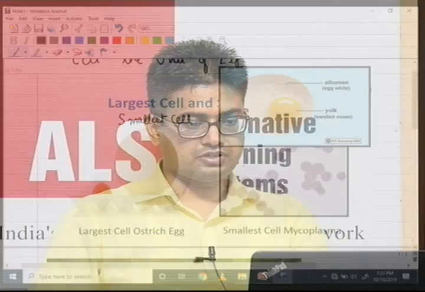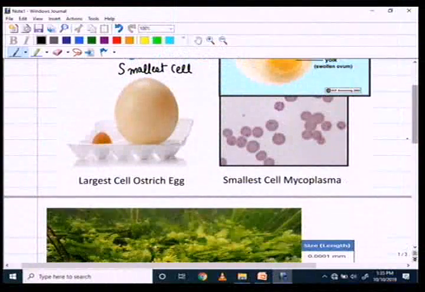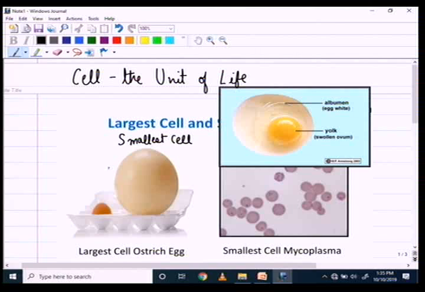For comparison, you can see here, this is the ostrich egg, the largest animal cell, right? This is the egg of a hen. You can see the difference in the size. So the hen's egg is really very small and the ostrich egg is really huge, right?